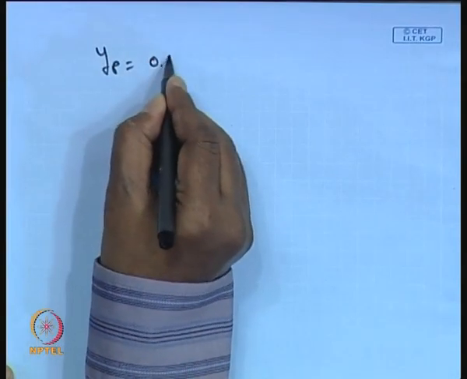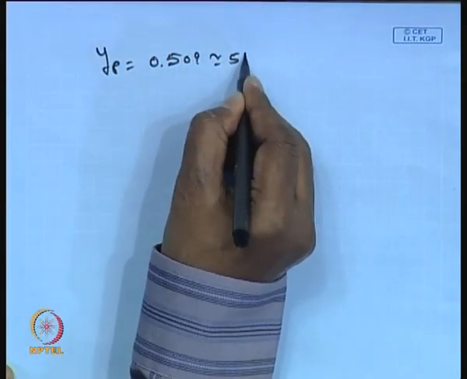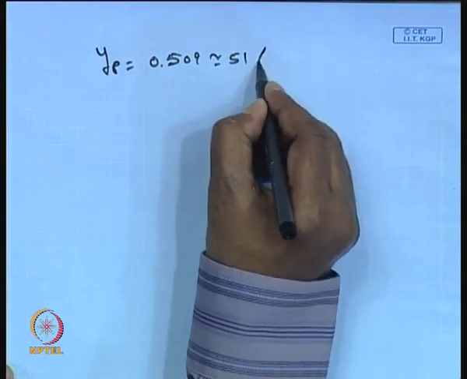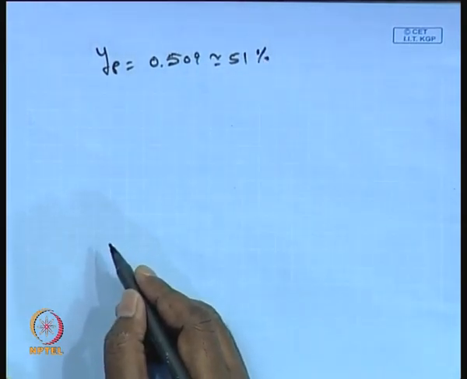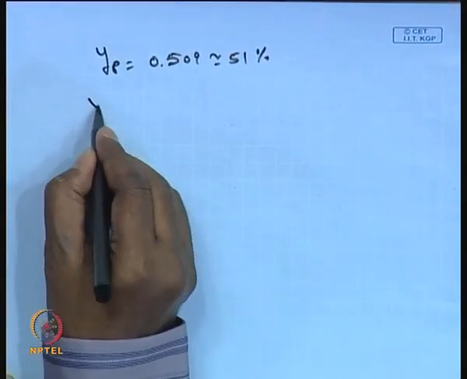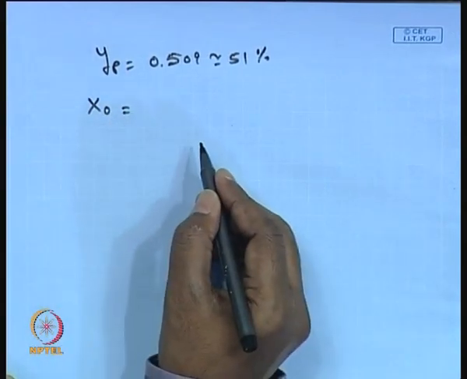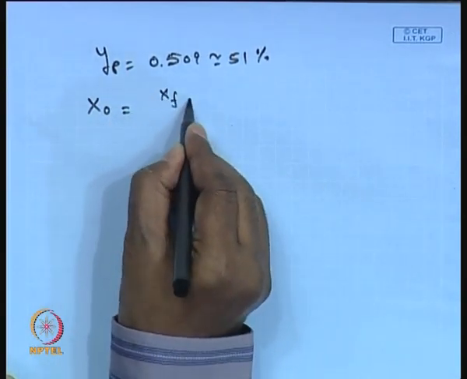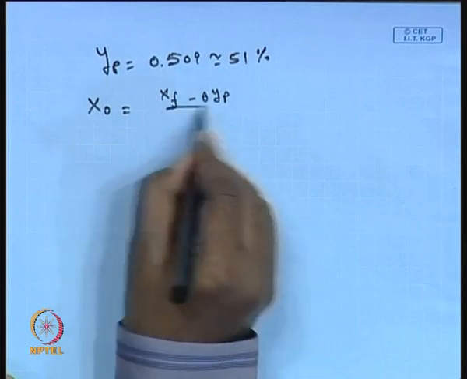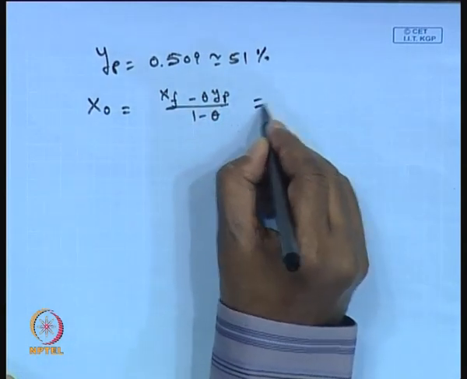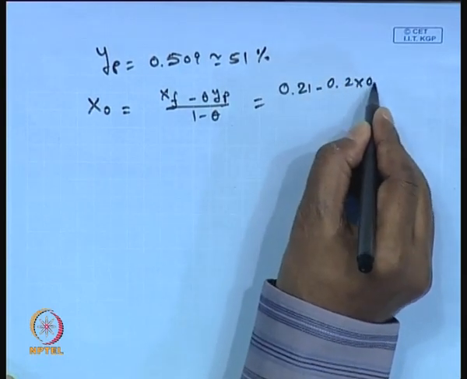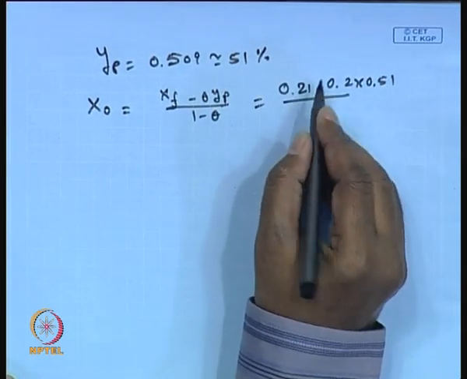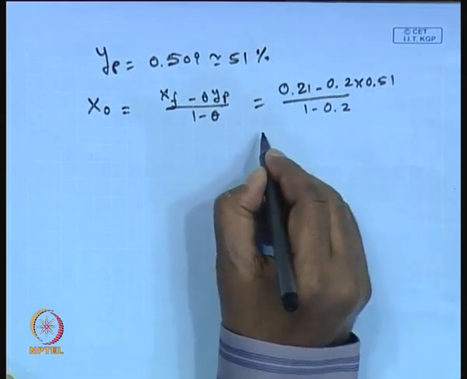That means almost 51%. So, you will have a composition in the permeate which is rich in oxygen, to the tune of 51% compared to nitrogen. Okay. So, x naught is the composition in the reject stream, that is nothing but xf minus theta into Yp divided by 1 minus theta. So, this turns out to be 0.21 minus 0.2 into 0.51 divided by 1 minus 0.2, and this turns out to be 0.135.